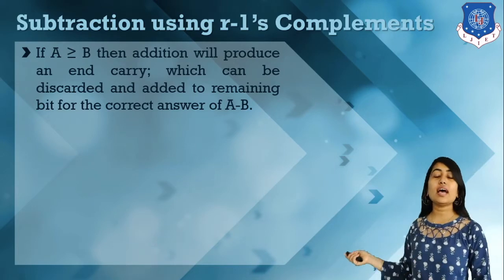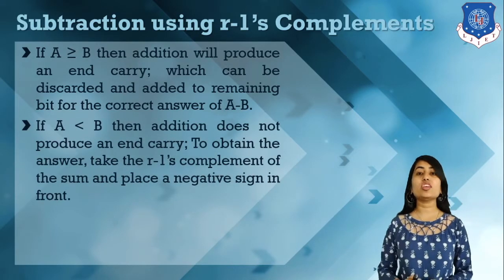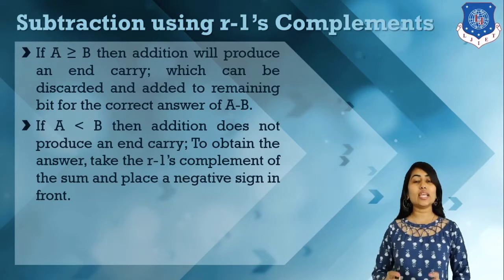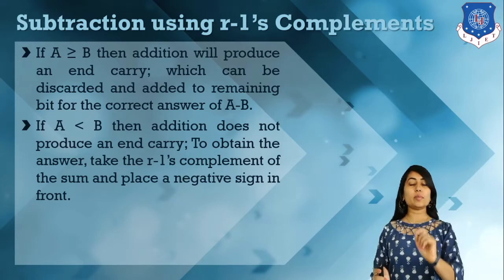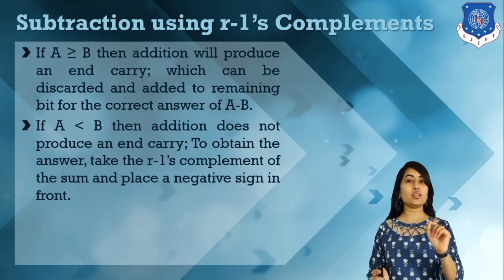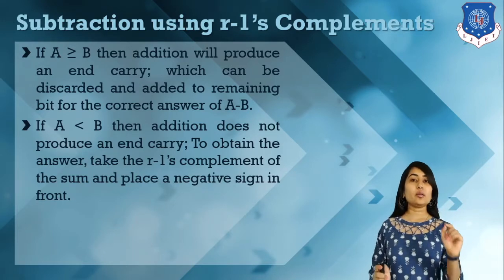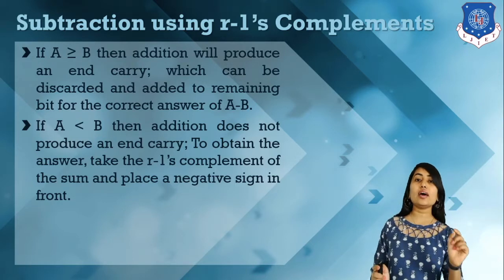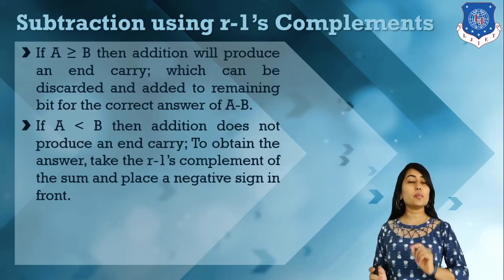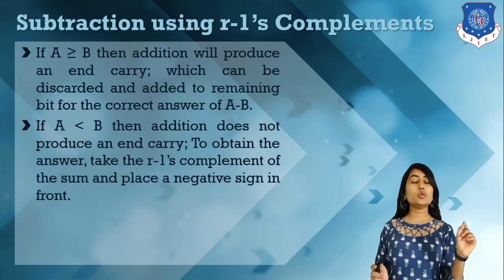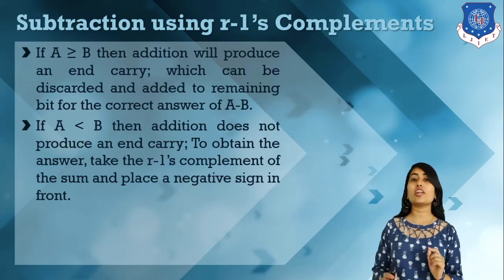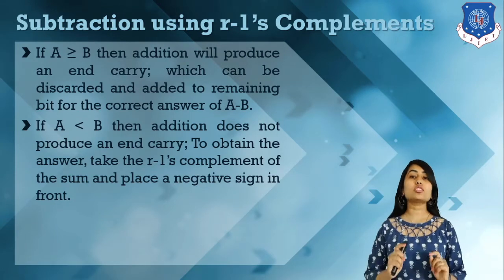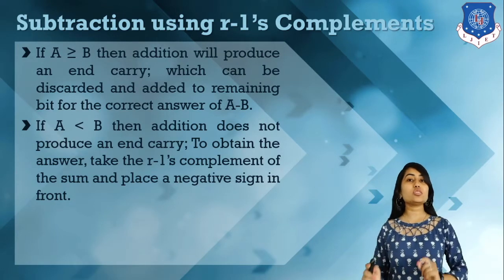And if a is less than b, then we have no end carry. To find the correct answer, calculate the r minus 1's complement of the summation bits and then put a negative sign in front, for the correct answer of a minus b. So this is how we can perform subtraction using r minus 1's complement.